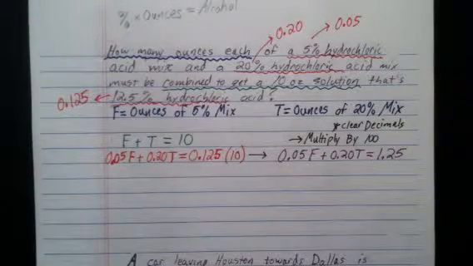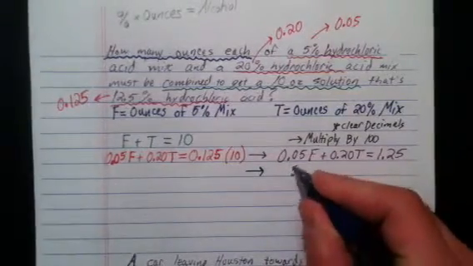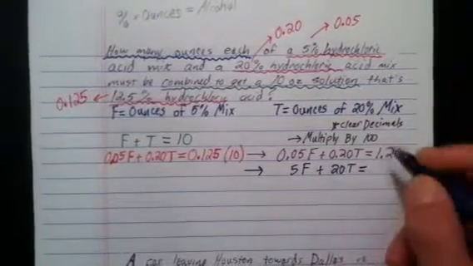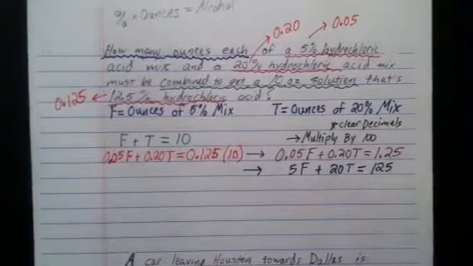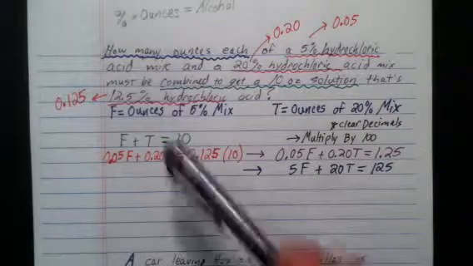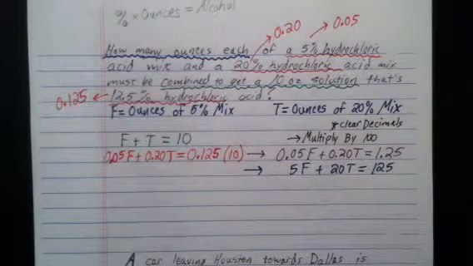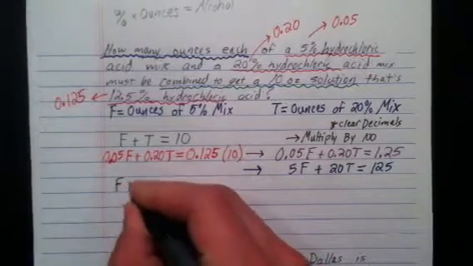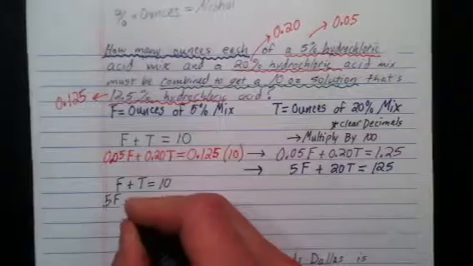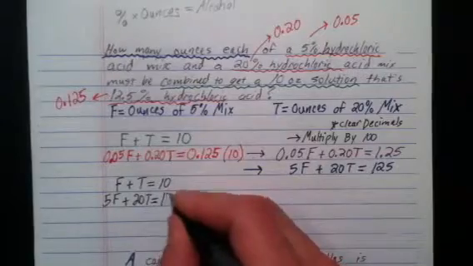Okay. So when we multiply by 100, this becomes 5F plus 20T equals 125. That might be a little bit easier to work with. Alright, so now we want to look back at our 2 equations. We have F plus T equals 10, and now our new equation we just set over here. So let's re-look at these. F plus T equals 10, and 5F plus 20T equals 125.